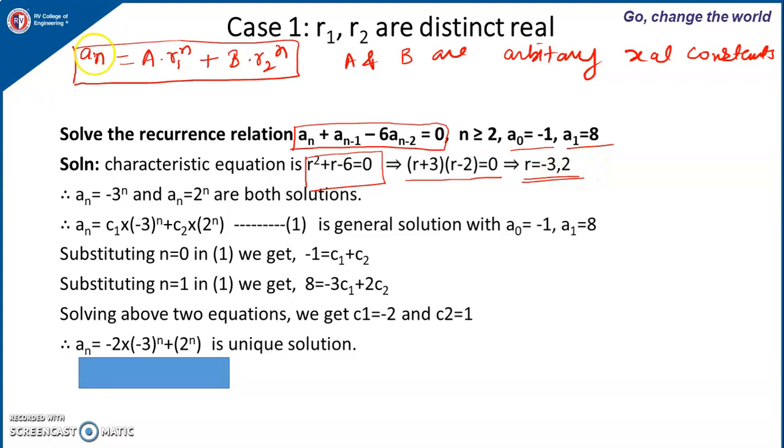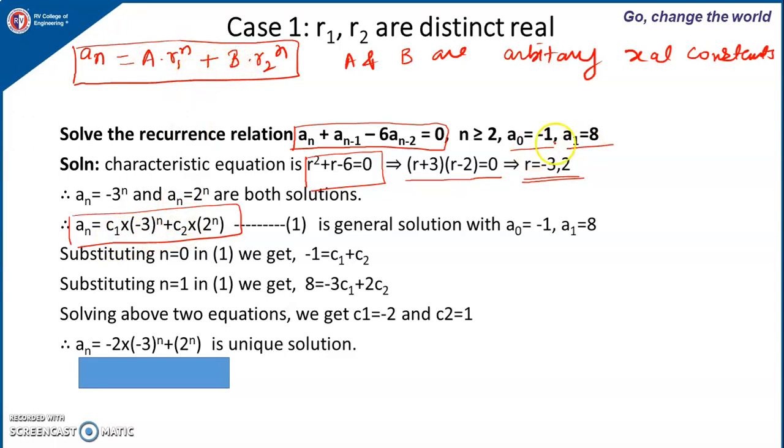So what will be my an? This an will be c1 into r1, which is -3, to the power n, plus c2 into 2 to the power n. We can also take a and b, anything; these are just constants. Now, why is the initial condition given? So that we can find the value of these constants c1 and c2, or a and b.